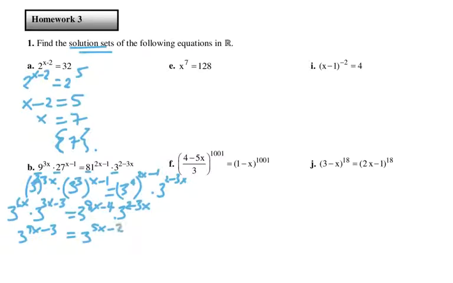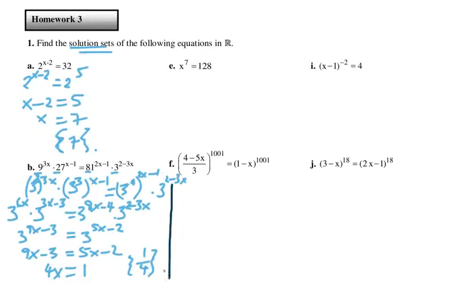And minus 2. So we have the same base, we can equate the exponents. So 9x minus 3 should give us 5x minus 2. Grouping the like terms, to the left we have 4x, and the numbers to the right, adding 3 gives us 1. So we should have as our solution set a quarter. Great, so let's hope that there's enough room for F.